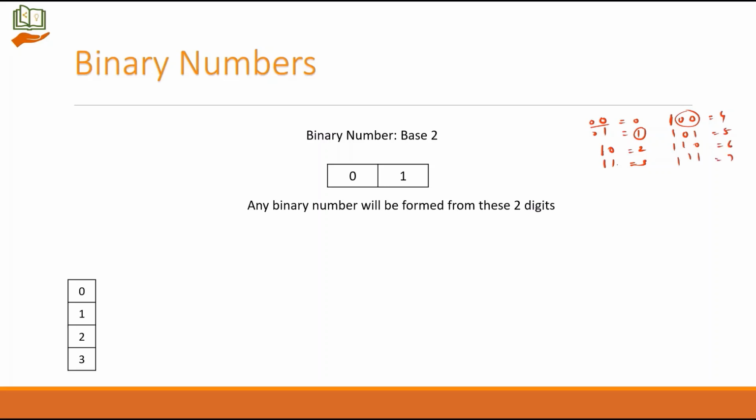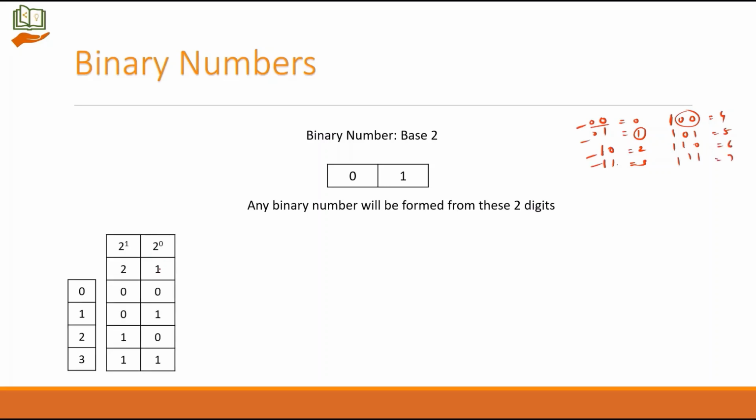So we will see for 0, 1, 2, 3 first. 2 power 0 is 1, 2 power 1 is 2. If 2 has 0 and 1 has 0, 0 plus 0 will give you 0. Now here 2 into 0 is 0, 1 into 1 is 1, 0 plus 1 will give you 1. Now 2 into 1 will give you 2 and 1 into 0 will give you 0. 2 plus 0 is equal to 2. You have 2 into 1, 2 here and 1 into 1 as 1 here. 2 plus 1 will give you 3 here. This is how it has to be expanded.